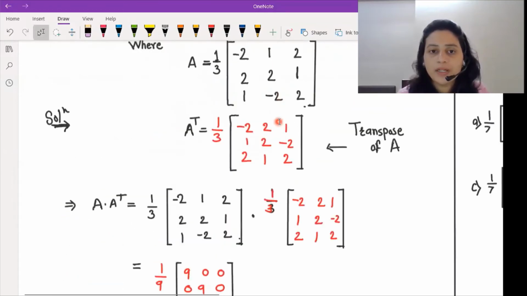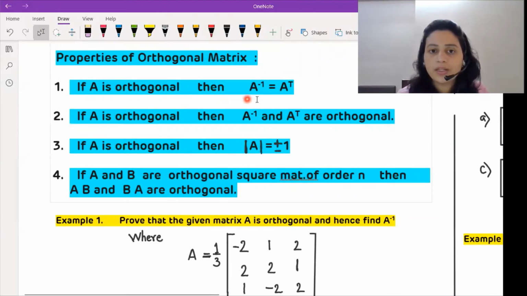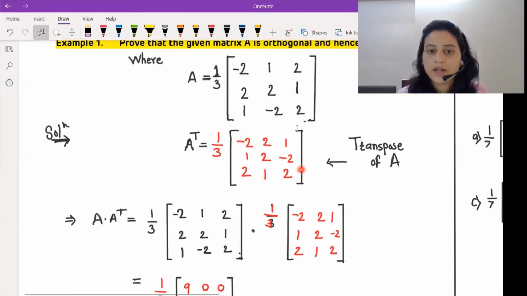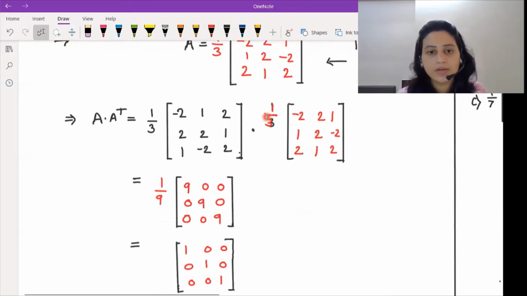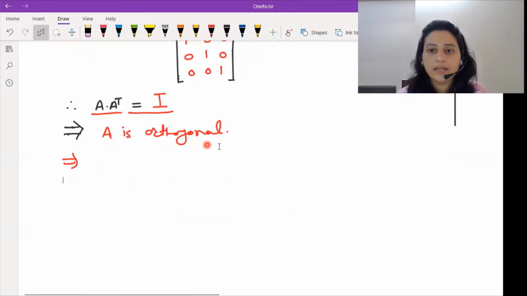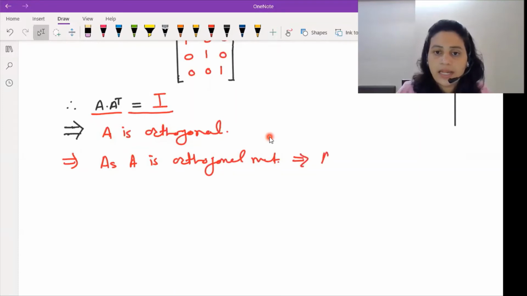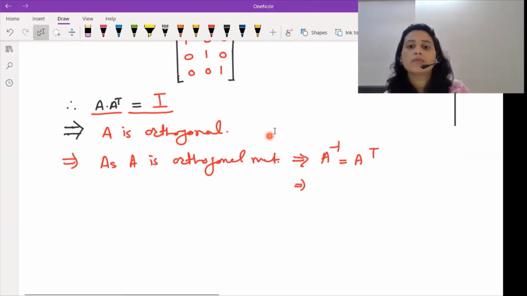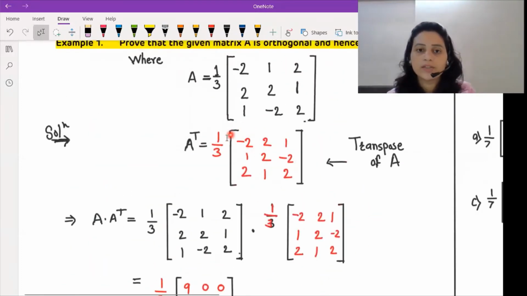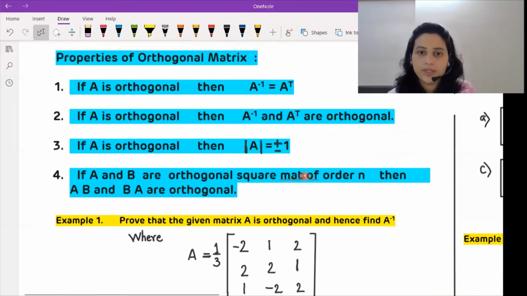Now what is our first property? The first property is, if A is orthogonal, then A inverse is nothing but its transpose, A raised to T. So what is our inverse? This transpose of the given matrix A is nothing but our A inverse, because our A is orthogonal, right? So as A is an orthogonal matrix, A inverse is equal to A transpose, and therefore A inverse is equal to this term, that is 1 upon 3 minus 2, 2, 1, 1, 2, minus 2, 2, 1, 2. Okay, by using the first property.